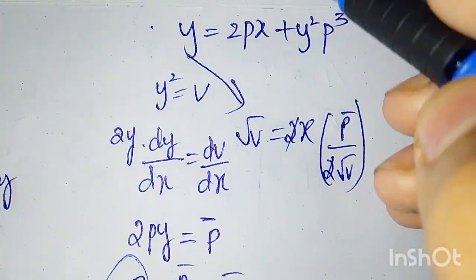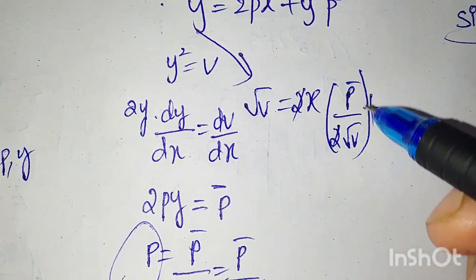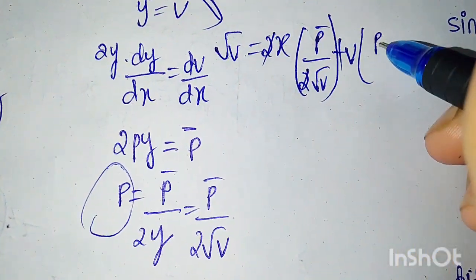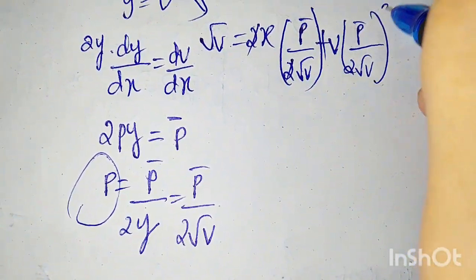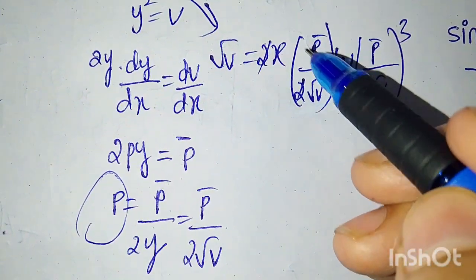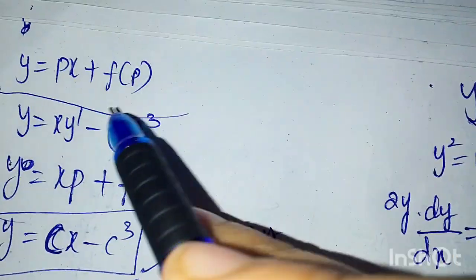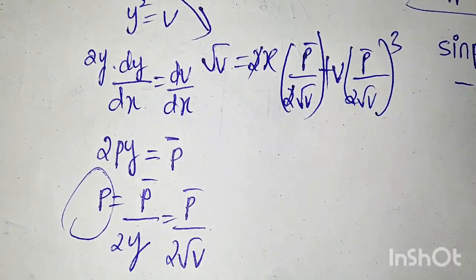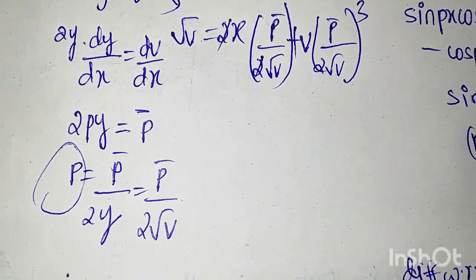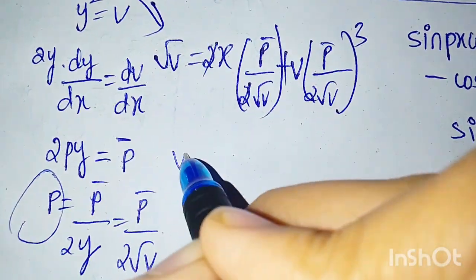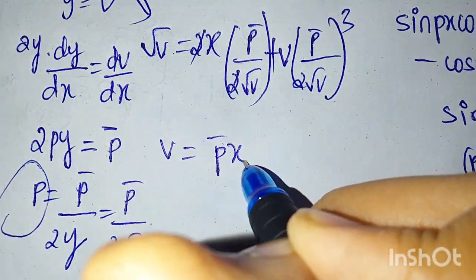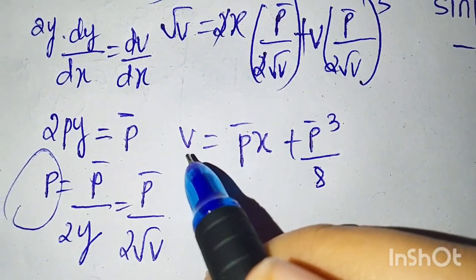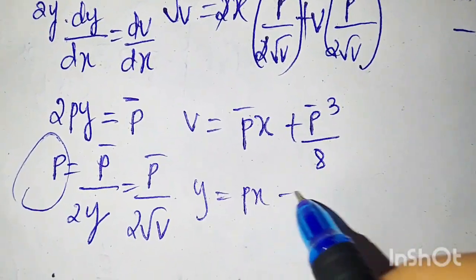And next, y square p cube is there. What is y square? v. What is p cube? This cube, p bar by 2 root v whole. So completely I changed it into a new Clairaut. Instead of p we have p bar, and instead of y I have v. So if you solve this, you'll get v is equal to p bar x plus p bar cube by 8, which means it is of this form, right? y is equal to px plus f of p.